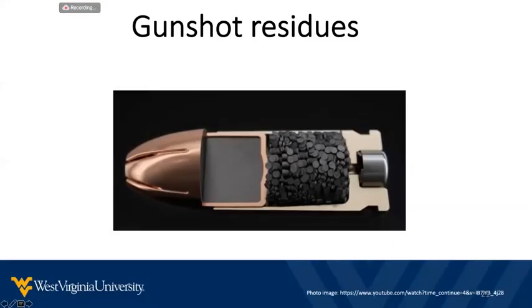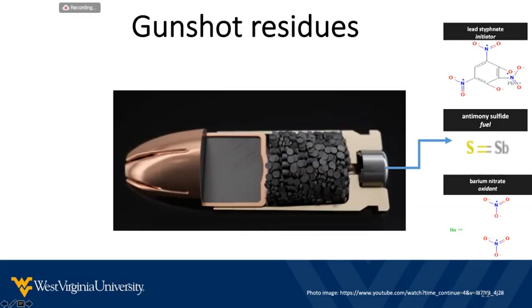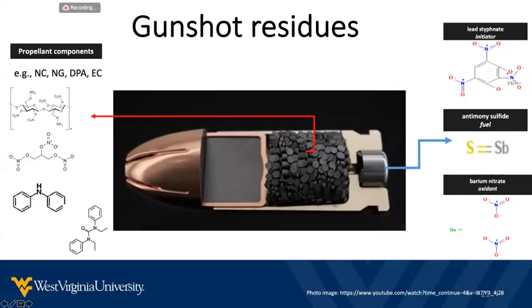So where are these residues coming from? When a gun is fired, there are several compounds that are released from the primer. The initiator, the fuel, and the oxidant are responsible for the generation of lead, barium, and antimony, and therefore they are known as inorganic gunshot residues. Also, there are over 100 different compounds that can be produced during the deflagration of the propellant, including nitrocellulose, nitroglycerin, DPA, and ethyl centralite. These are known as organic gunshot residues.